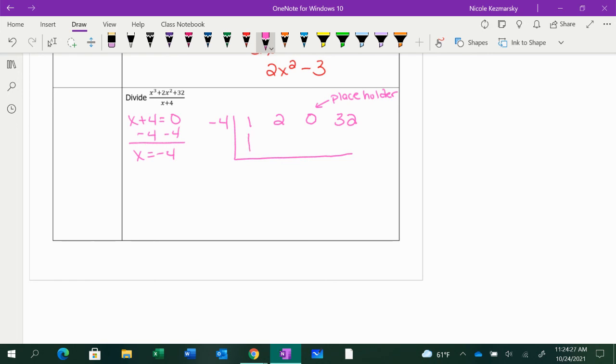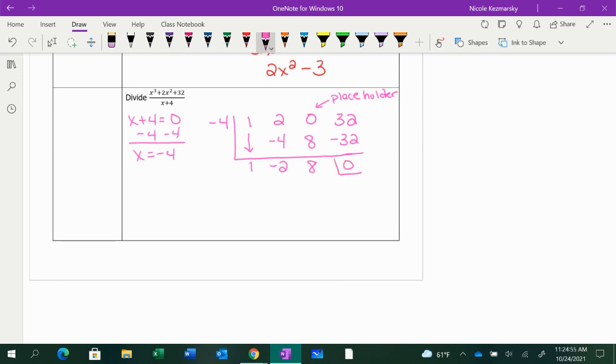So then we'll start. We'll take the first number, bring it down, and we'll multiply. 1 times negative 4 is negative 4. Inside the box we add. 2 plus negative 4 is negative 2. Then we multiply. Negative 2 times negative 4 is 8. 0 plus 8 is 8. 8 times negative 4 is negative 32. And 32 plus negative 32 is 0.